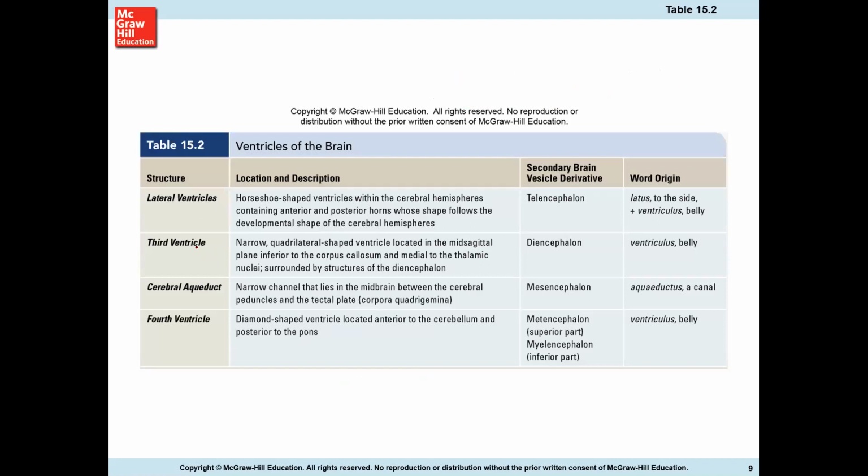Guess what? Another table. I like these tables. Lateral ventricles, 3rd ventricle, the cerebral aqueduct, and the 4th ventricle. Remember, the interventricular foramen is between the lateral ventricles, and there's 2 of those.